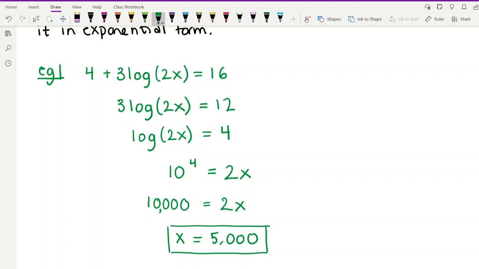And if we were to go back, you could go all the way back to the beginning and plug it in, but you could also try plugging it in here, right? So if we did log of 2x, that would be log of 10,000. And that's asking you what power you have to raise 10 to get 10,000, and the answer is 4. So that, again, checks out.